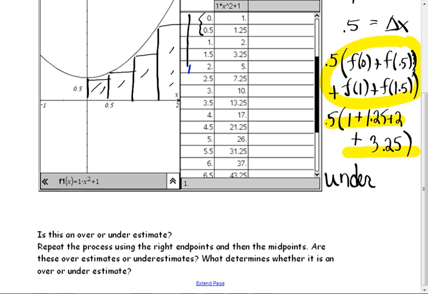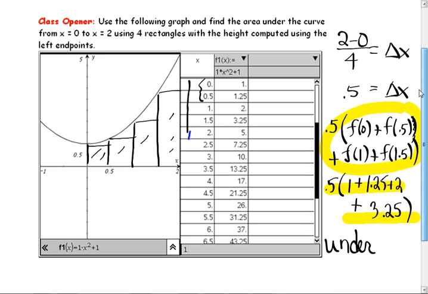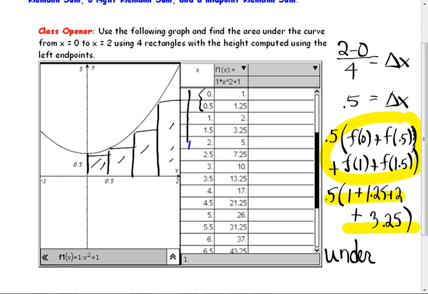Now, what if I use the right endpoints? I have my rectangles there. It's going to be an overestimate, and this is going to be on the right side. So it's going to be 0.5 times this height. We're going to omit the first one, so it's 1.25 plus 2 plus 3.25. Once you get the hang of this, it's actually kind of easy. And that's an overestimate.